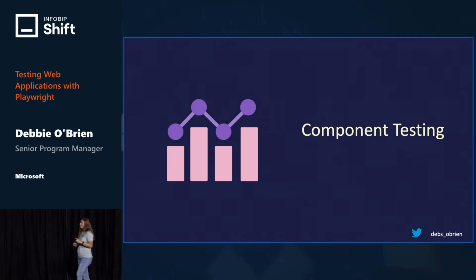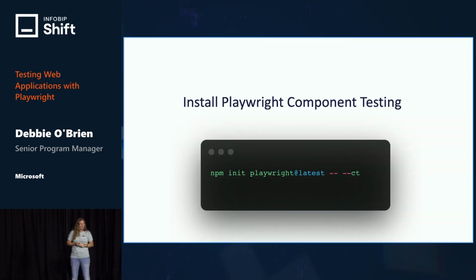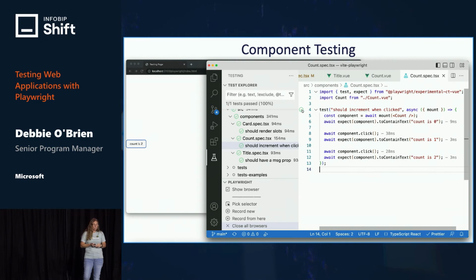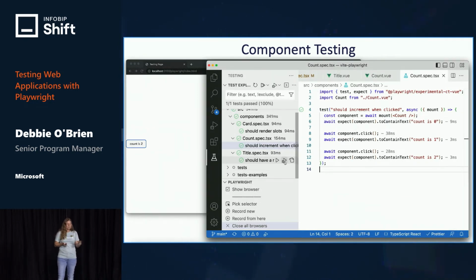So we can also do component testing. This is experimental, so check it out for component testing for Vue, Svelte, or for React. And you install this package if you're using the component testing. I'll just show you very quickly how the component testing works. So basically, this is just a Vue application. I've got 3 components here, and just the same as I was doing the end-to-end testing, I can click on this button and see the test.